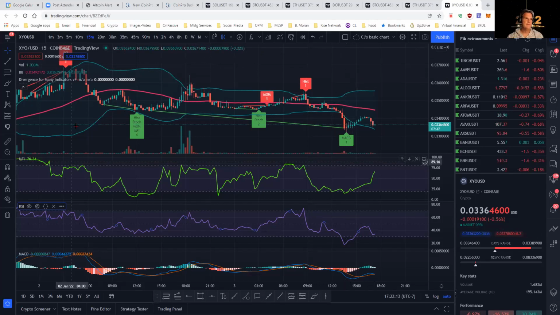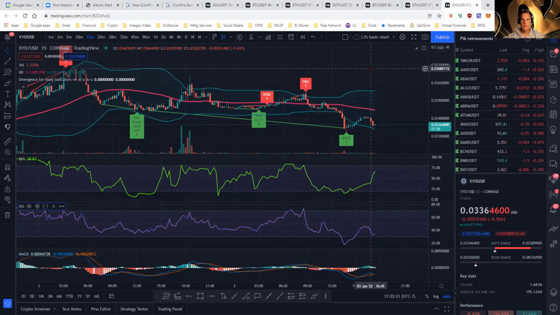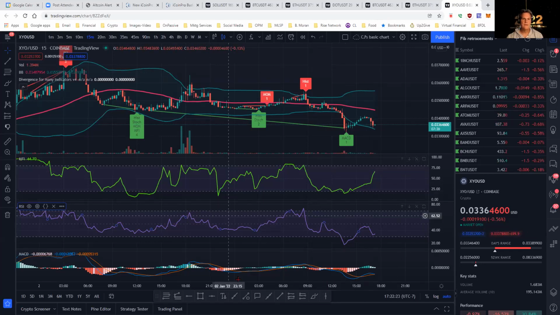Though I don't think I added divergence to that one yet, because I'm just now starting to teach about it, or talk about it. But the other indicators are on those videos, RSI, MACD, and probably the MFI as well.